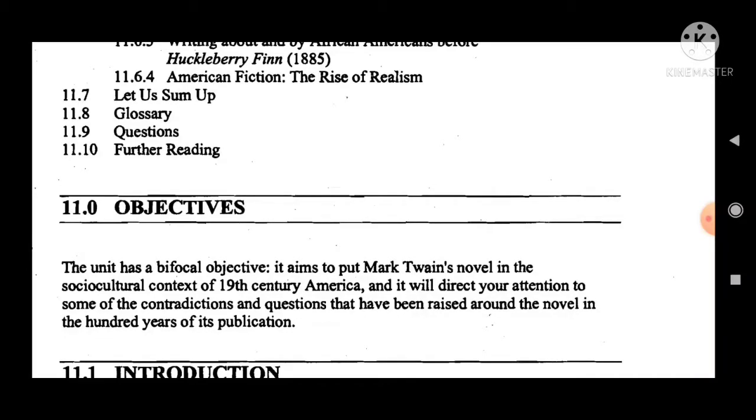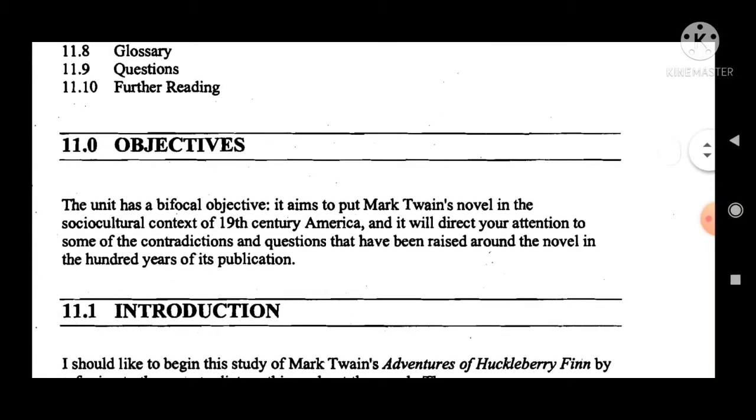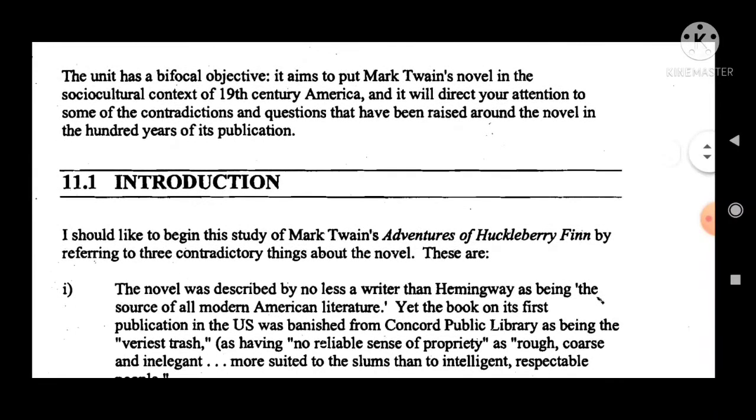So here are the objectives. The unit has a bifocal objective, meaning two types of objectives are there in this Huckleberry Finn. It aims to put Mark Twain's novel in the socio-cultural context of 19th century America, and it will direct your attention to some of the contradictions and questions that have been raised around the novel in the 100 years of its publication. Then here is the introduction.